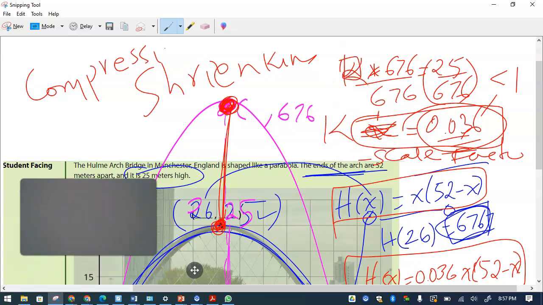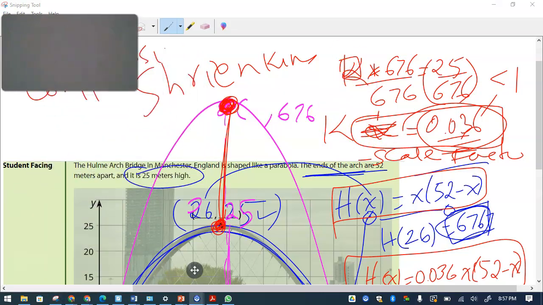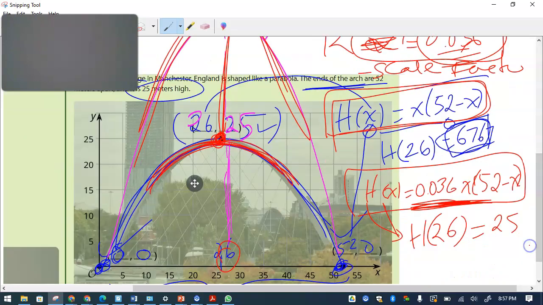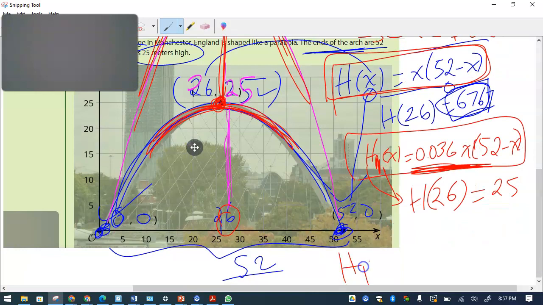So the new function: this was the actual one, the old h of x, and now you have to get another one, h1 of x. Let's call this one h1 because this is a new one. So we write h1 of x is 0.036 times h of x. That's what it is.